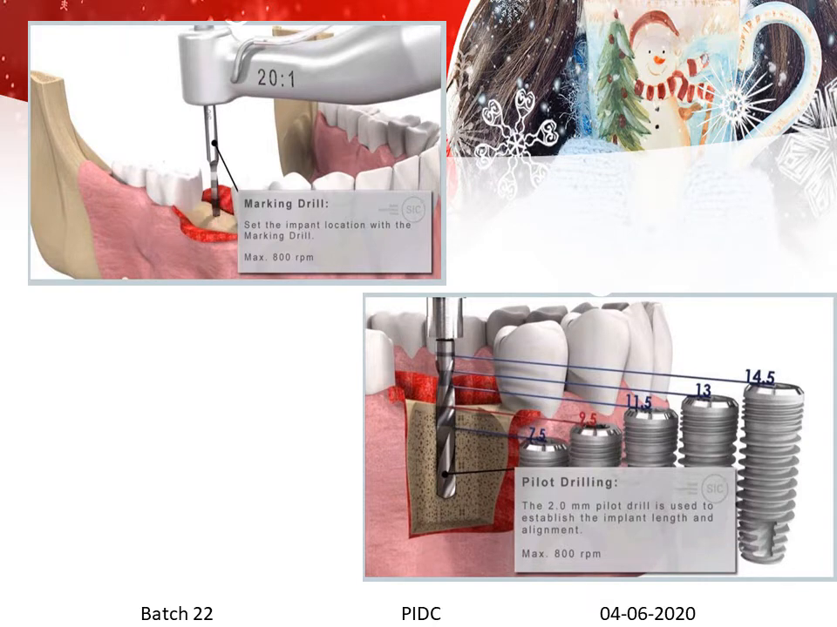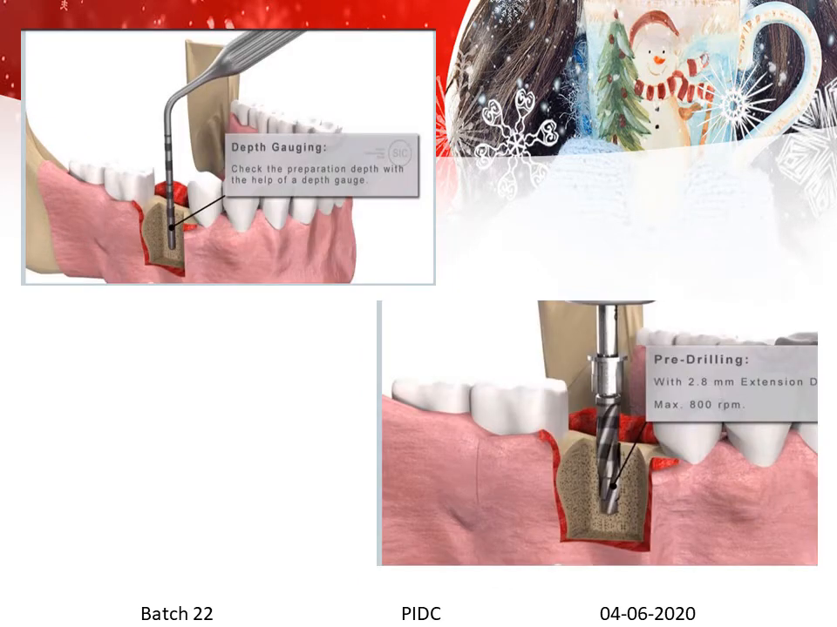Followed by which I have my pilot drill. The 2 mm pilot drill is used to establish the implant length and alignment. Once I decide the implant length, you do have a series of pilot drills which are present to give the proper length as well as the diameter. Again, you go in with around 800 RPM.